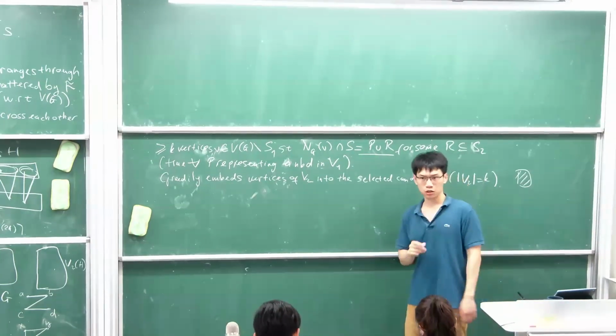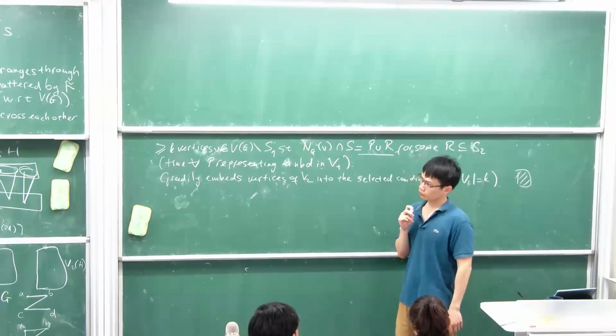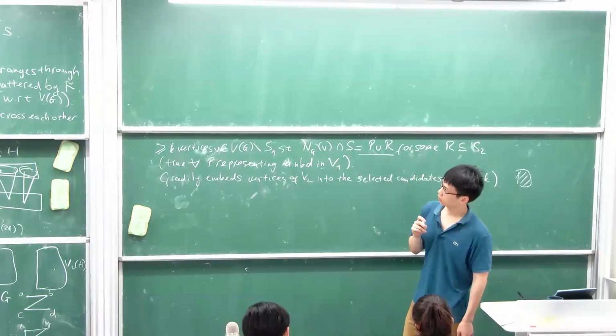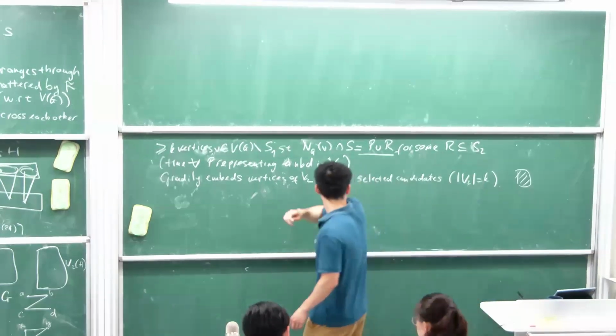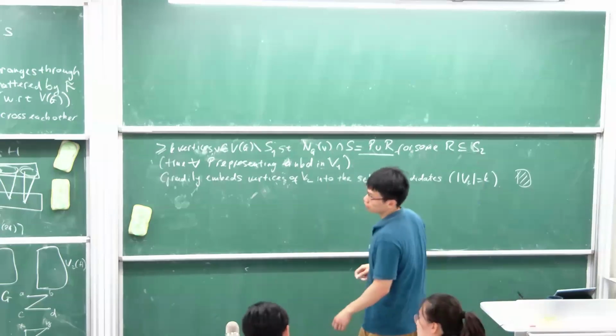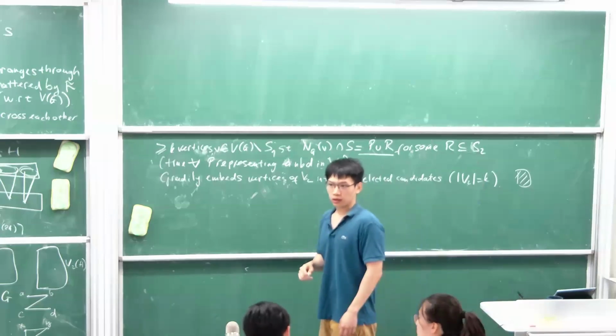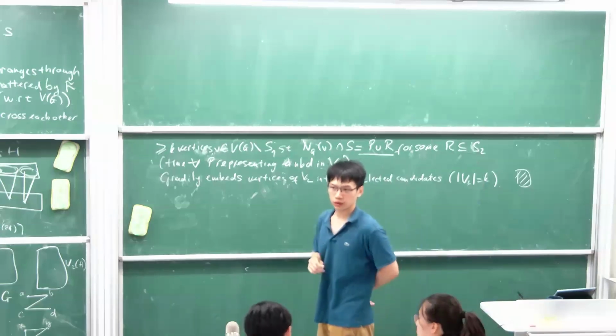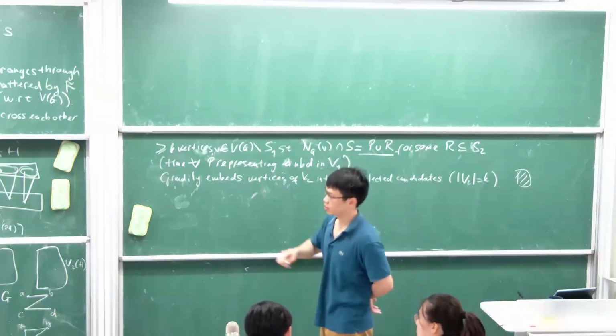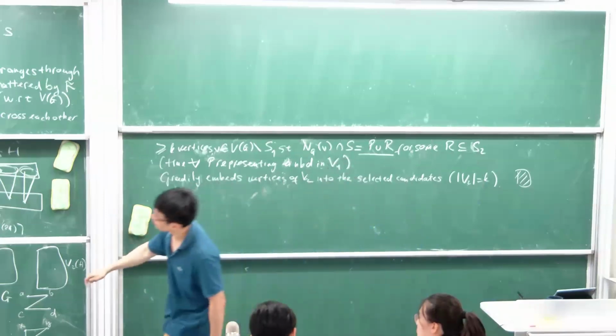Any other question? This previous lemma basically says that phi containment is equivalent to bounded VC dimension. Exactly, that's actually what the lemma is.